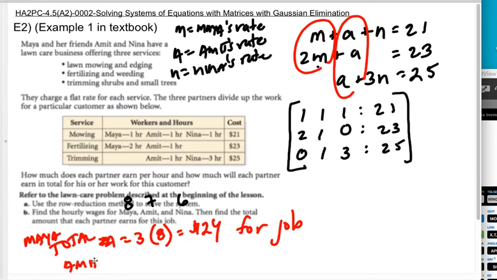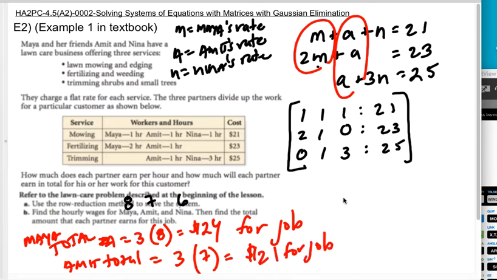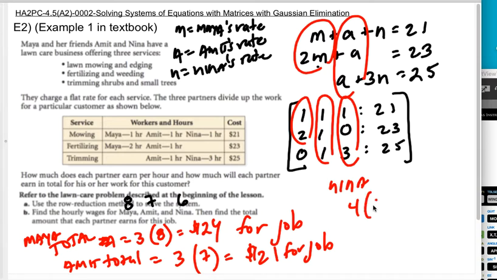Amit's total was also 3 hours times the $7 he made. So he made $21 for the job, right? And Nina worked 4 hours, right? If you look, these were 3 hours total, 3 hours total, and then Nina worked 4 hours. So 4 times her $6, she also made $24 for the entire job. Okay, so that's how much money they made. Cool. So moving forward.